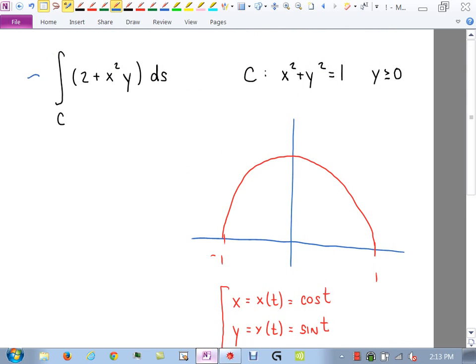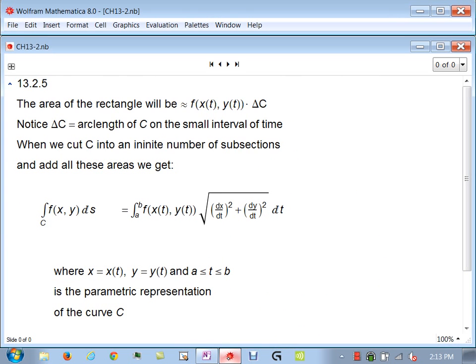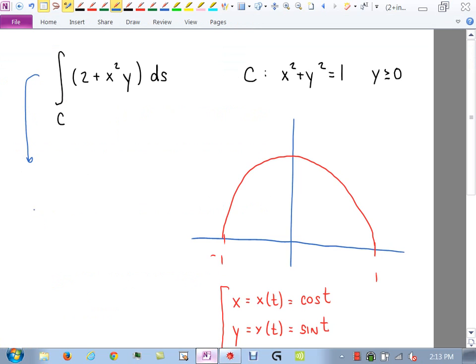So now I'm ready to rewrite this integral. When I rewrite the integral, going back to the formula, look what happens here. I go from the integral over a curve to the integral from a to b. What's a to b? Those are my restrictions on t, right? 0 to pi. Now the function 2 plus, but instead of x squared, I have cosine squared t. And instead of y, I have sine t. And then ds is actually going to turn into what? dt.